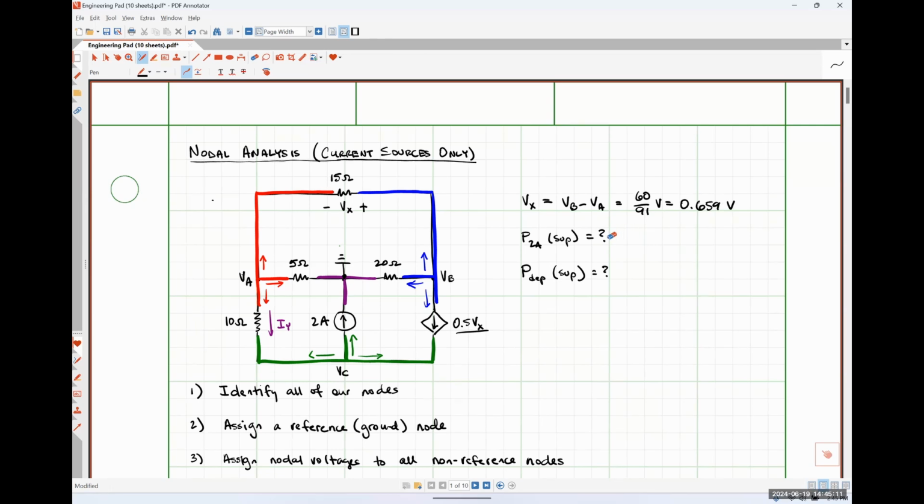To calculate the power supplied by our 2 amp source, we need to know the voltage drop across the 2 amp source, as well as the current flowing through it. So I'm going to call this voltage V 2 amps, like so. And I chose the negative polarity on bottom so that the current would be flowing into the negative polarity terminal, so that whatever that voltage is times 2 amps is the power supplied. So how would we express that voltage V2A in terms of our nodal voltages?